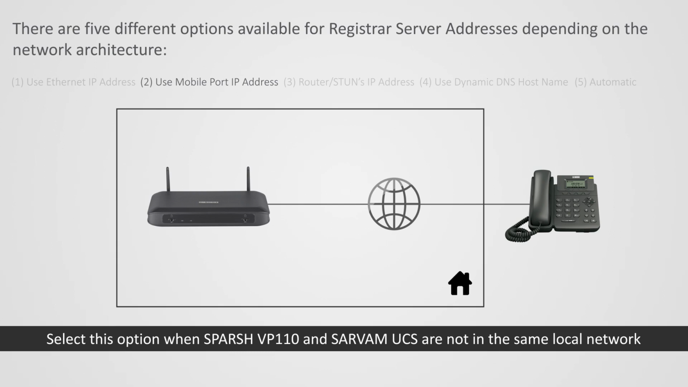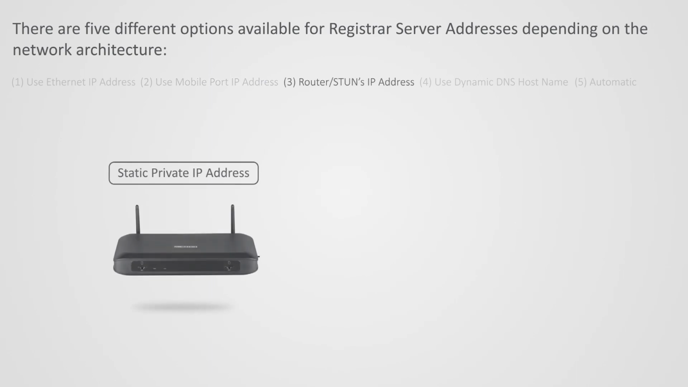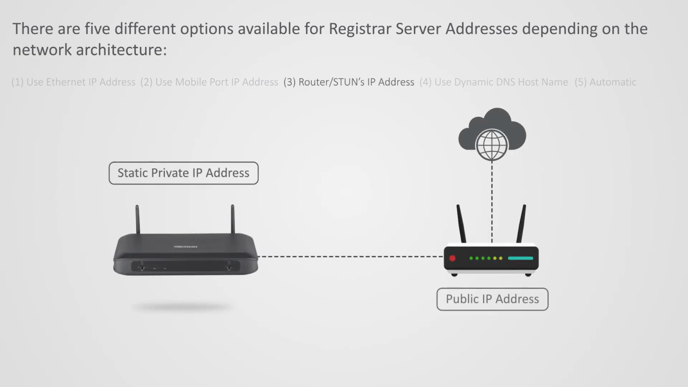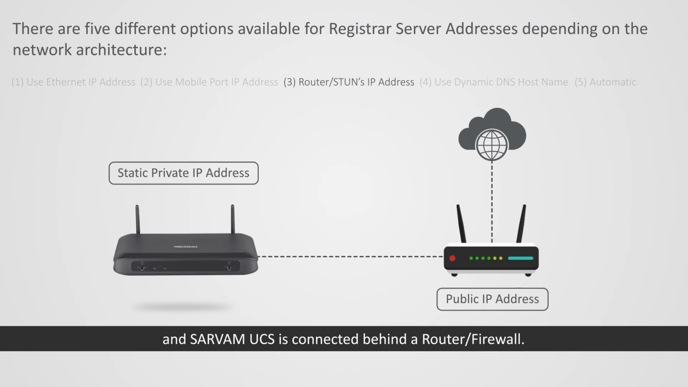Select this option when SPARSH VP110 and SARVAM UCS are not in the same local network, and SARVAM UCS is connected to the Internet over mobile WAN. 3. Router or STUN IP address. Select this option when SPARSH VP110 and SARVAM UCS are not in the same local network, and SARVAM UCS is connected behind a router or firewall.